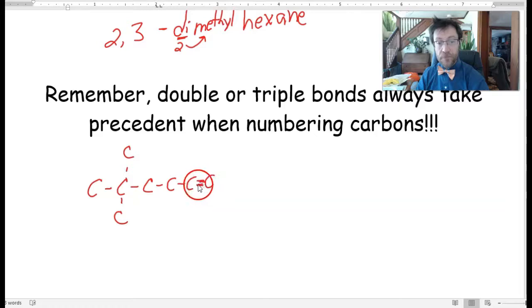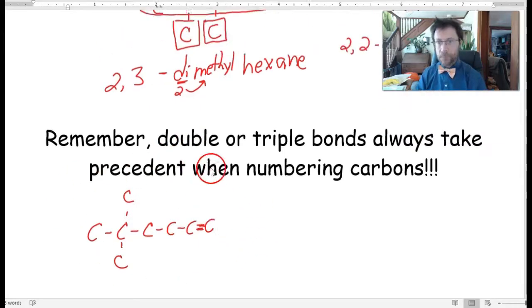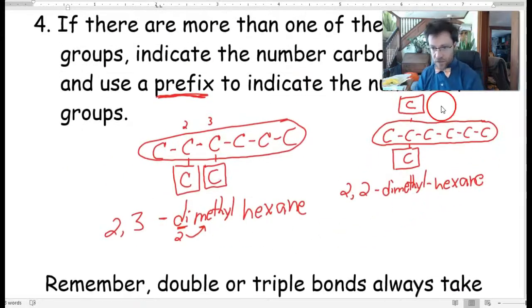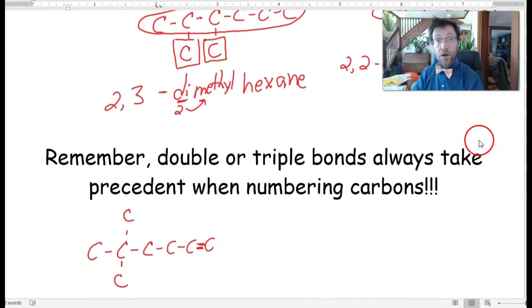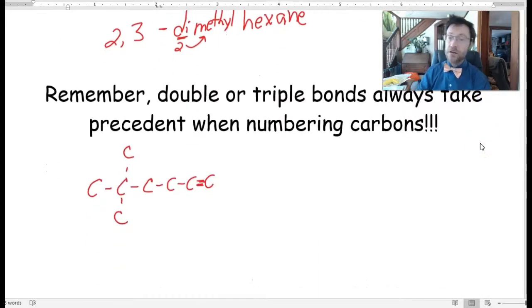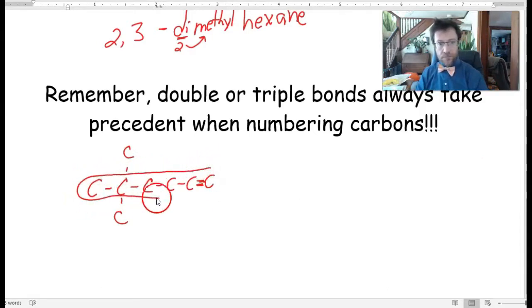There's our double bond. Okay? The process is going to be exactly the same. The only difference between this molecule right here and this molecule right here is that there's a double bond, and so that's really going to change the ending of our root name and where we start counting. So, for example, here's my root. 1, 2, 3, 4, 5, 6. Hex.